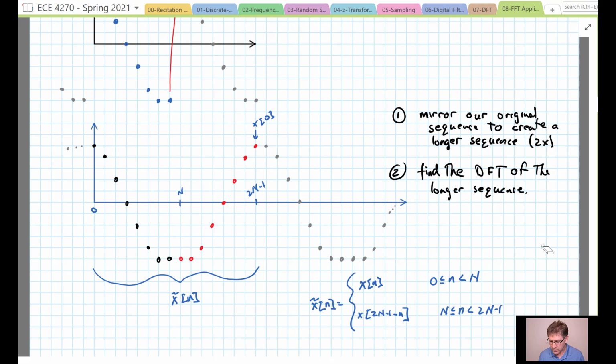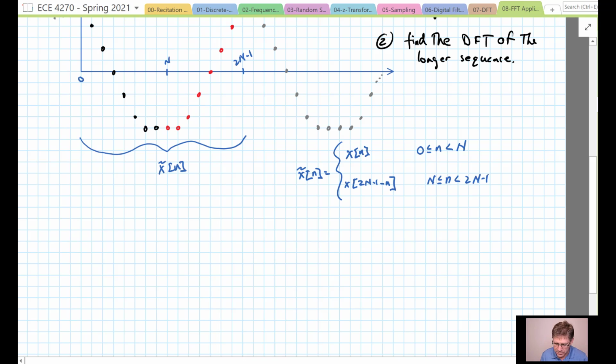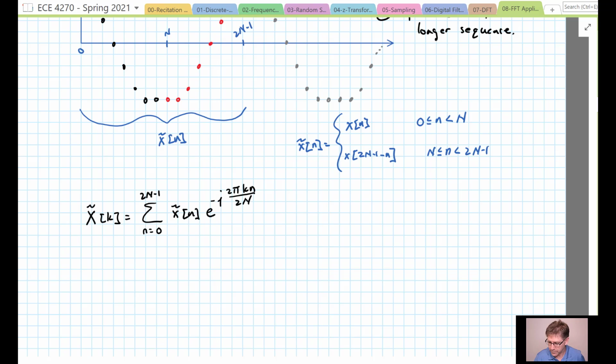So now that we've developed this new sequence, let's see what happens when we take the DFT of that sequence. Okay, so things look just the same. We have a length 2N DFT, and so we define it like that. And let's go ahead and add in now what we know about our x tilde of n.